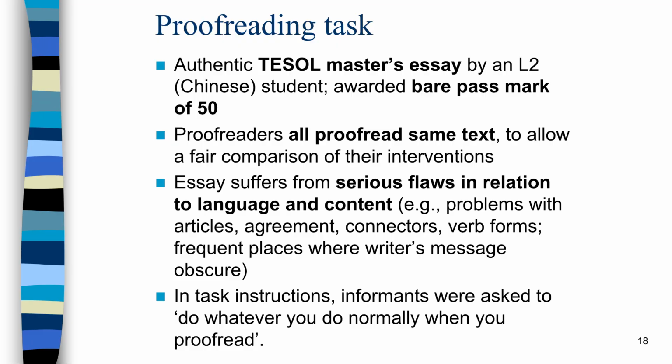So for the task that they did, I wanted to find out what proofreaders did, and I wanted to compare and contrast proofreaders' practices. Therefore, it was important for me to give them all the same text to proofread, so that I could fairly compare and contrast what people did. As you can see on the screen, they were given a completely authentic master's essay that had been written by a Chinese student and had been awarded a mark of 50, a bare pass. So, as you can imagine, with such a low mark, it was a very poor piece of work in terms of language and content. I've gone into a bit of detail there about the kind of language problems there were. Later on, I'm going to show you a sentence from the essay to give you a flavour of it.